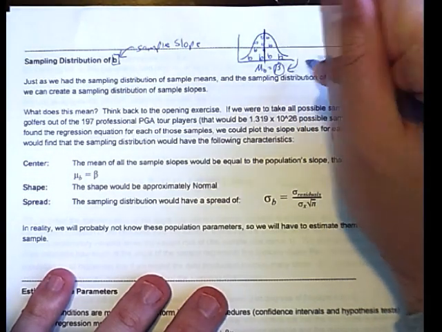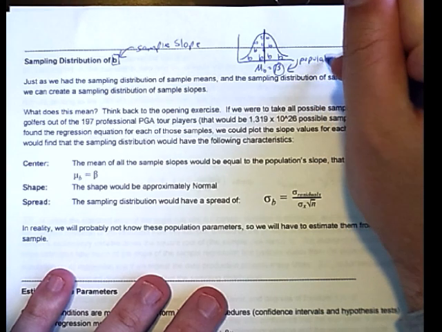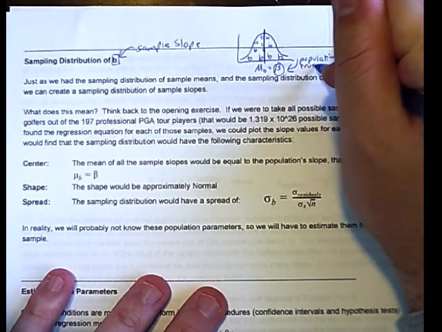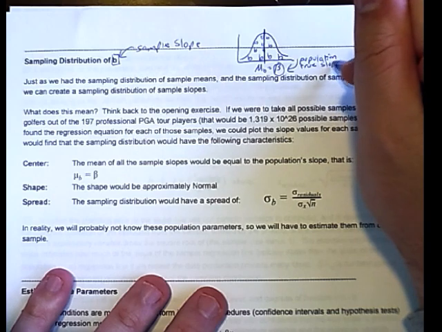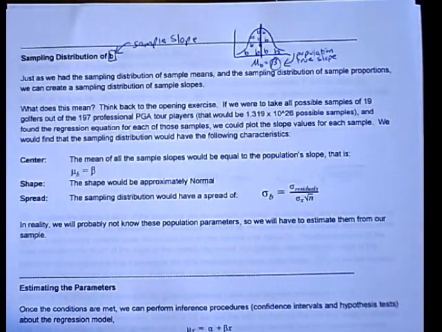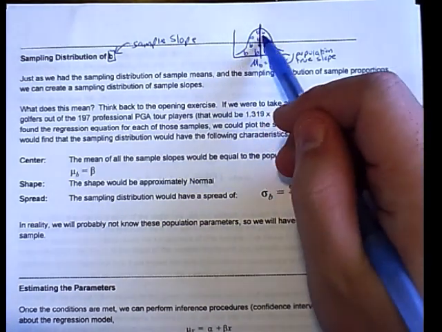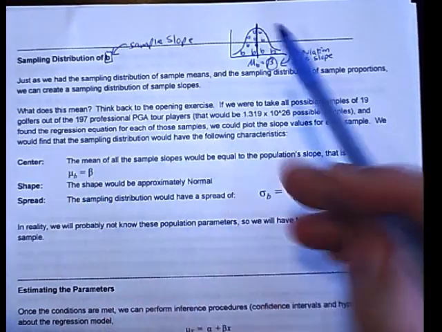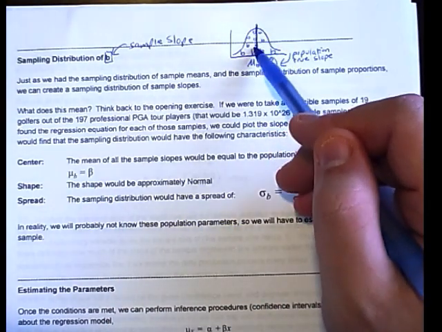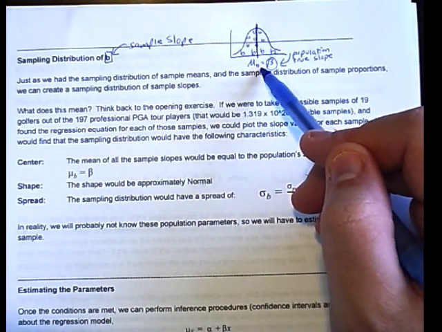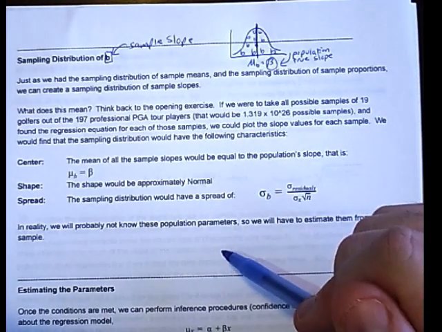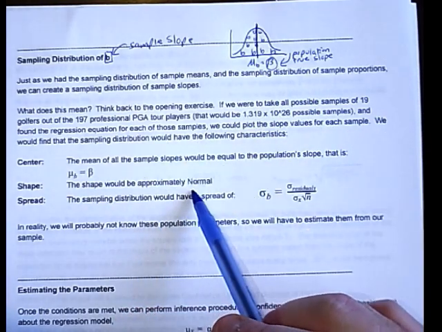So this beta is actually the population true slope. So what would the true slope of all golfers be in that case when you're looking at mean score versus mean driving distance? So it kind of works the same way. In this distribution right here, the center falls at the true mean. The center of all the sample means falls at the true mean. The shape would be approximately normal.